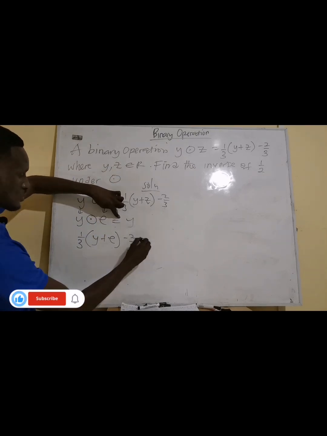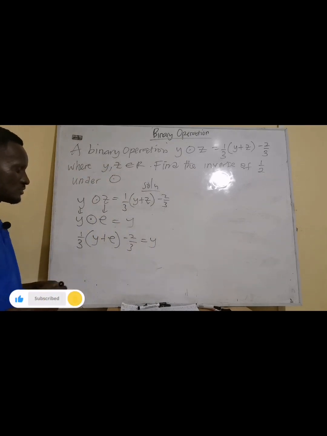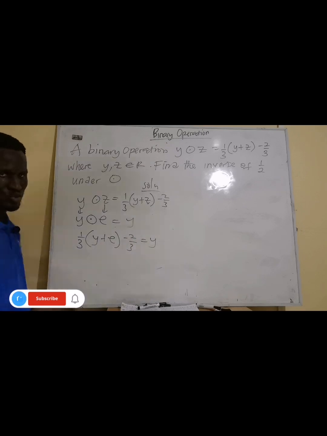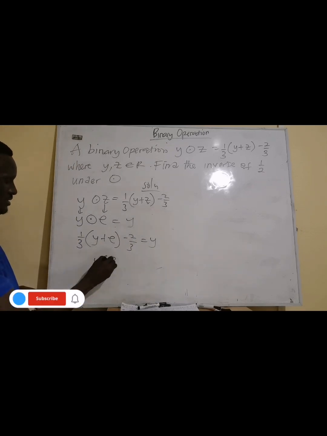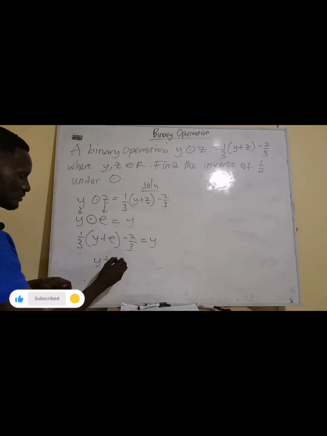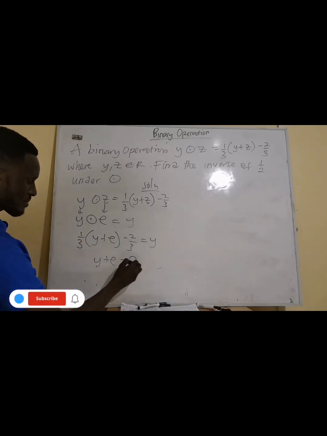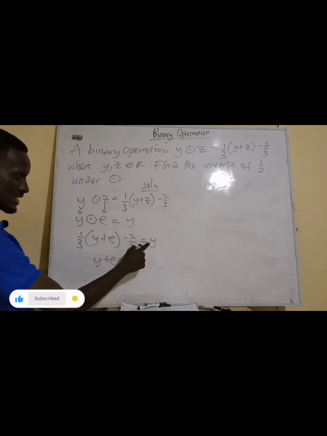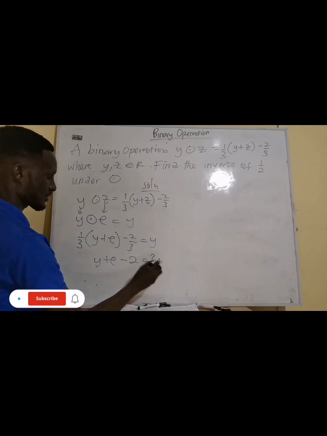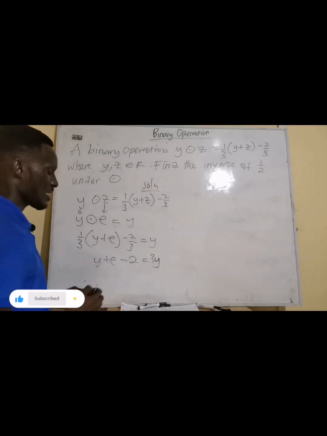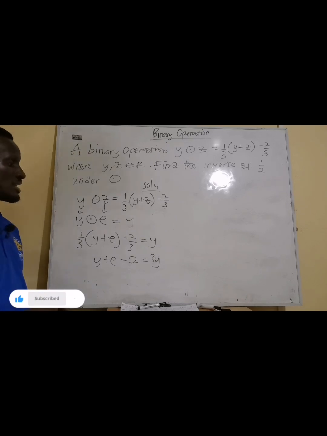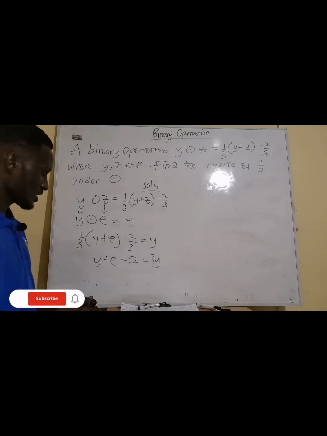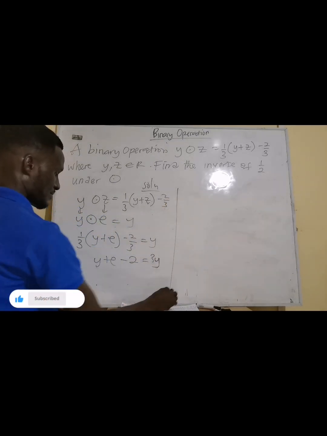Now, this is supposed to give us what? y. At this point, let me multiply 2 by 3. Here by 3, 3 will cancel 3. So I'm going to get y plus e. This one by 3, I'm going to get minus 2. This one by 3, I'm going to get 3y. I'm supposed to solve for e because e is the identity element. Right? Okay, fine. So let's move on here.